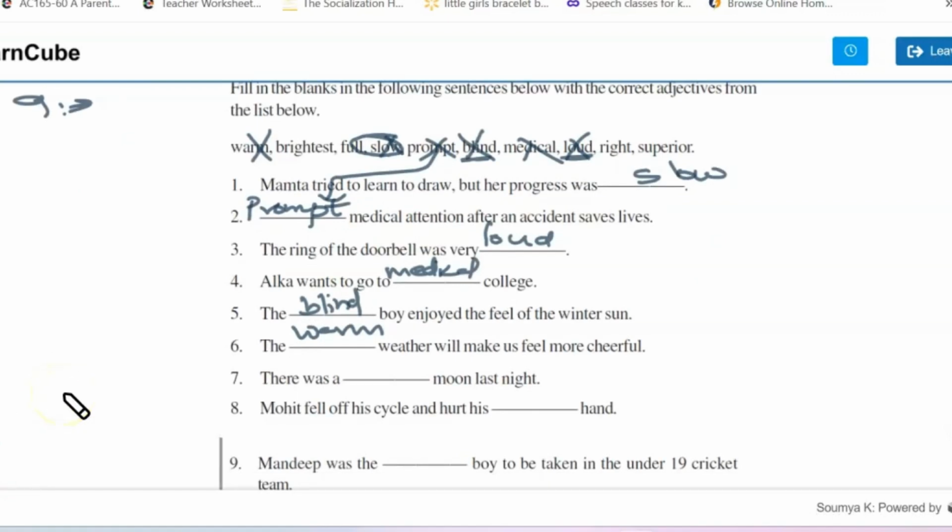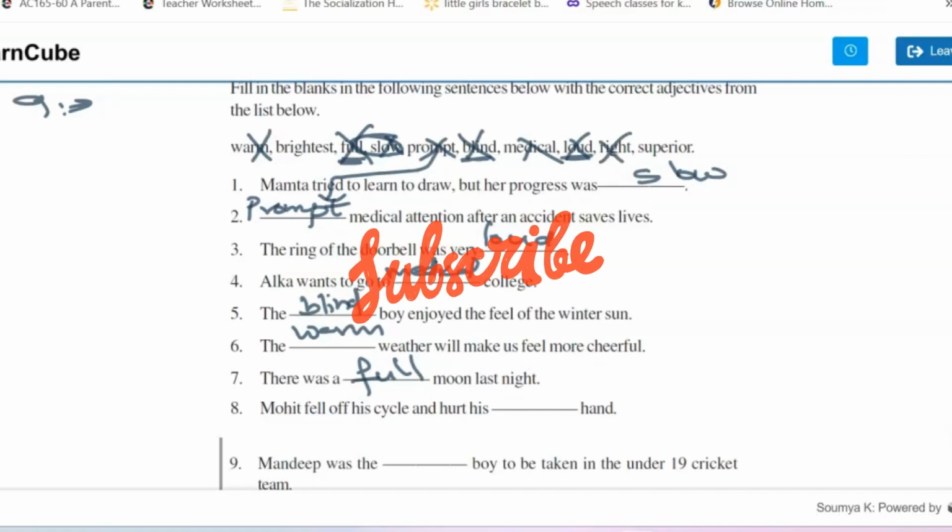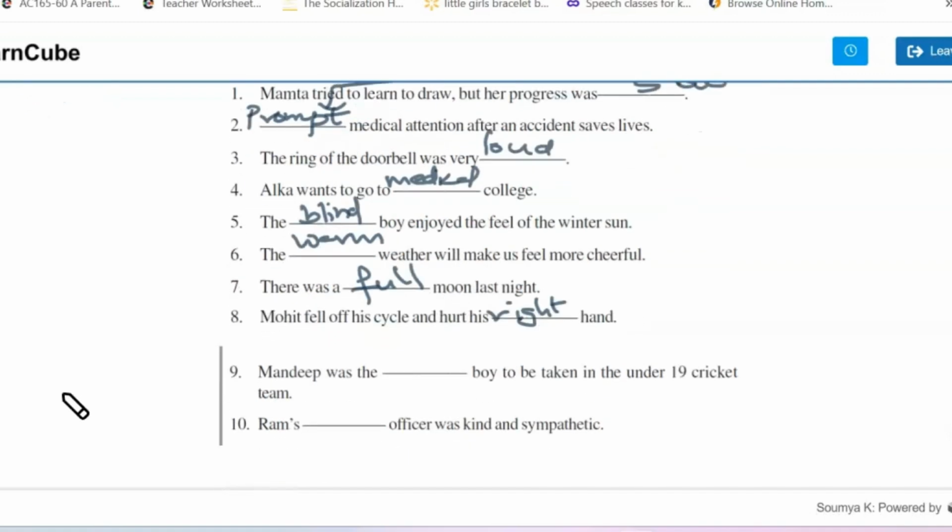Next one is there was a blank moon last night. What kind of moon? Full moon. Okay, so full. Next one is Mohit fell off his cycle and hurt his blank hand. Which hand? So it can be two hands, right or left. Also, you have an option of right here. So substitute that. Now let's check the ninth question.